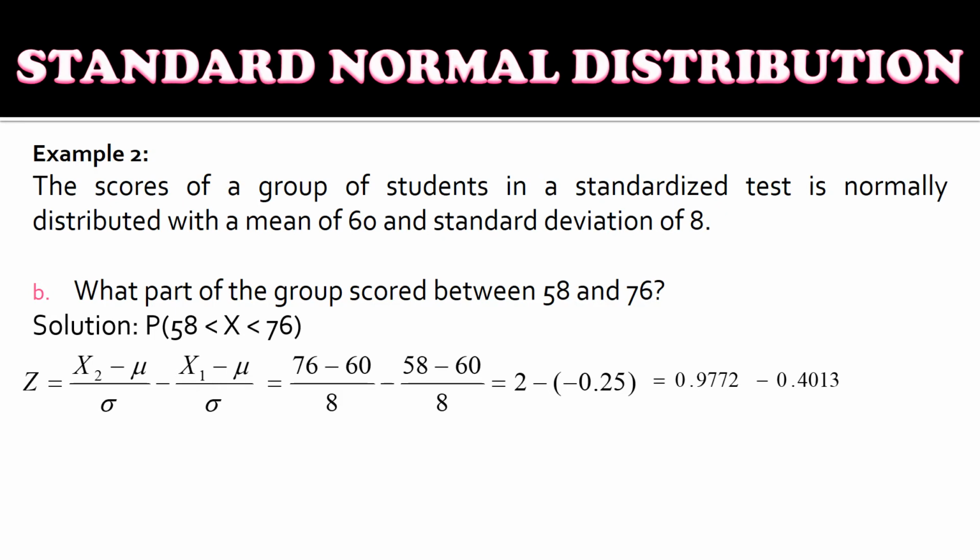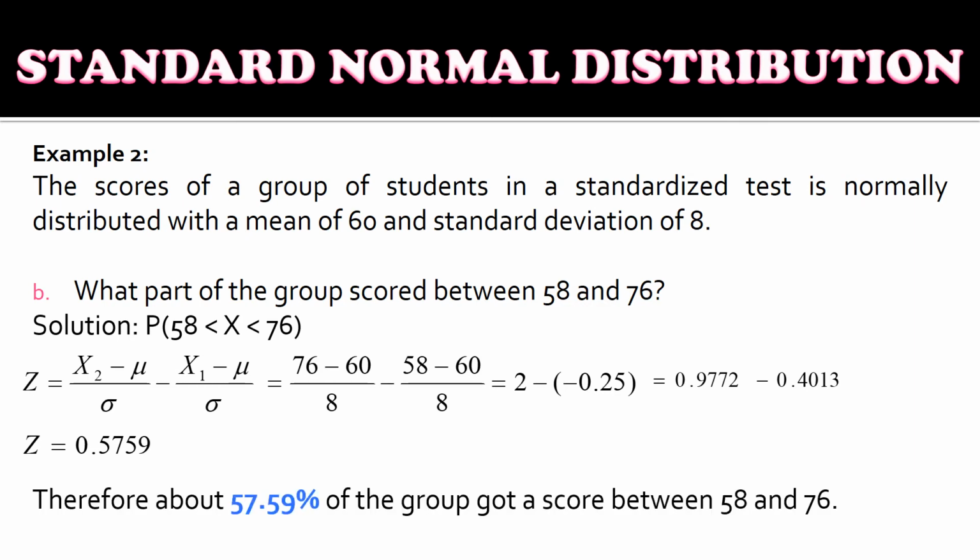So the value of 2 on the z-table is 0.9772. And then the value of negative 0.25 is 0.4013. So just subtract the 2 and we will have 0.5759. So therefore, about 57.59% of the group got a score between 58 and 76.